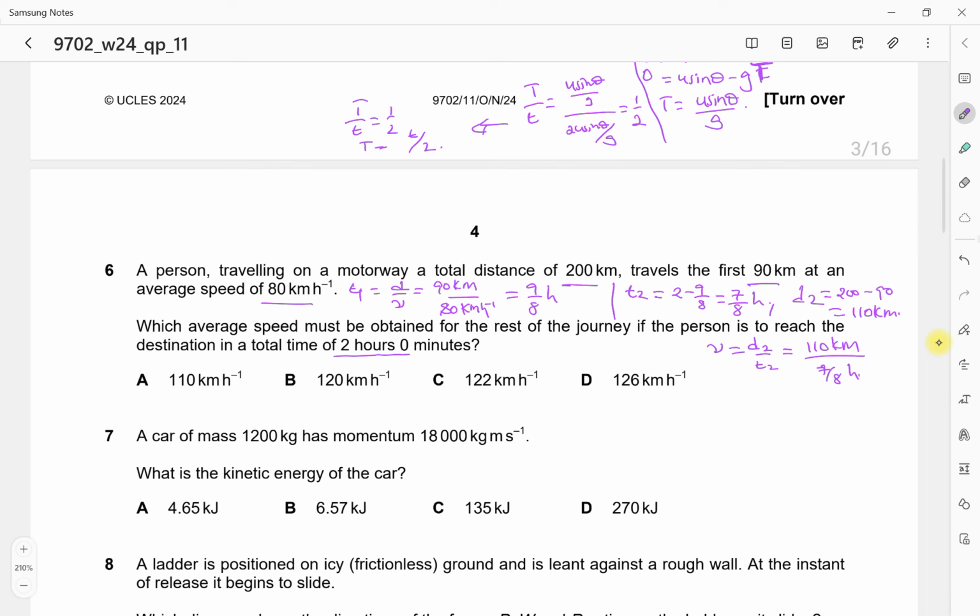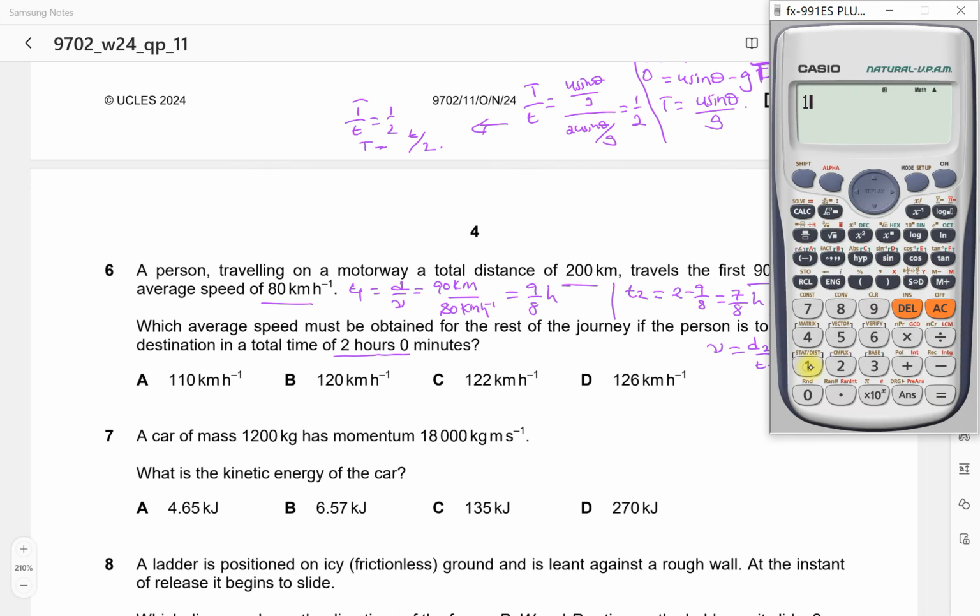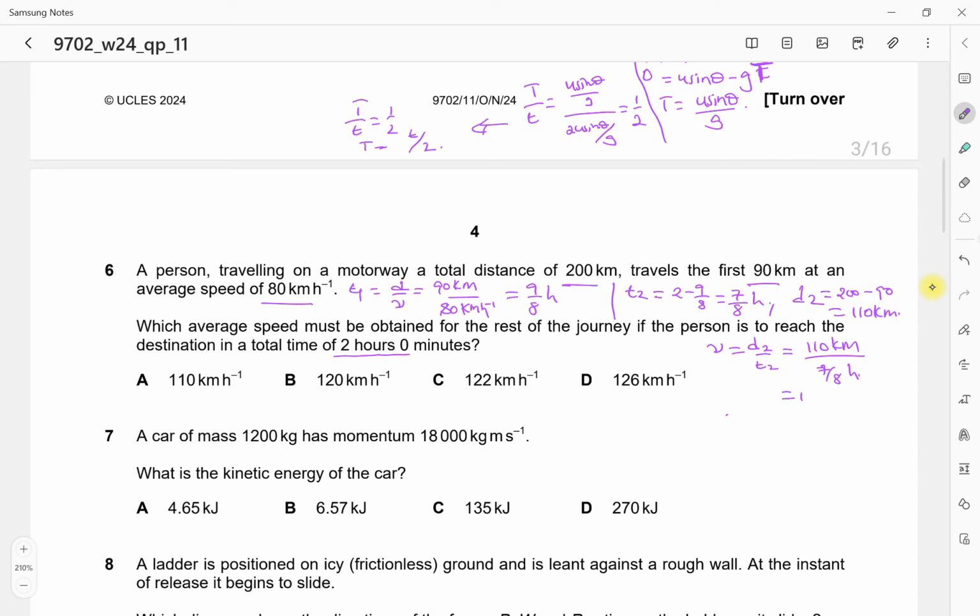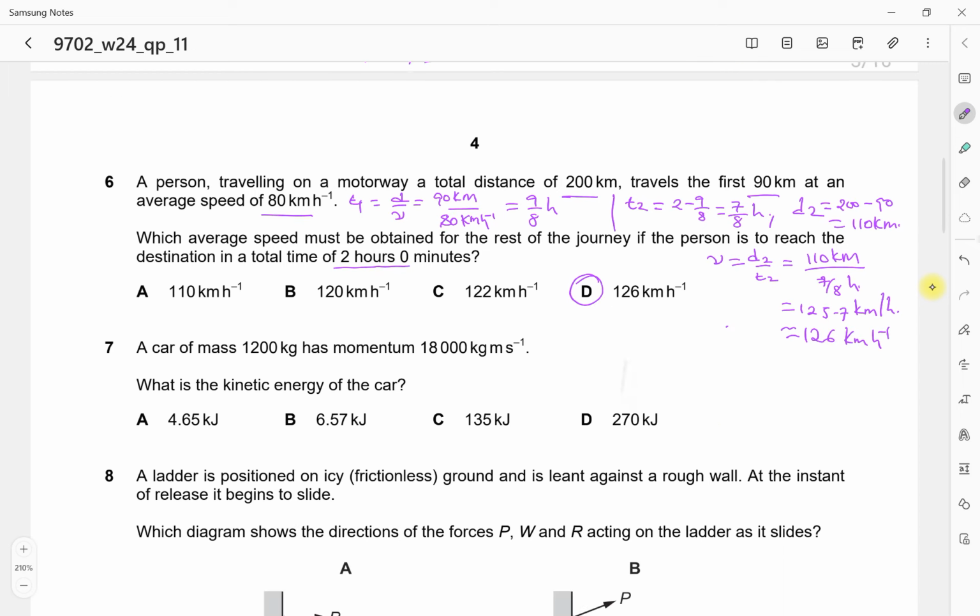So I'll just check my calculator. 110 divided by 7/8. So that's 125.7. So the speed here is 125.7 kilometers per hour. So 125.7, this is approximately 126 kilometers per hour. So the answer is D.